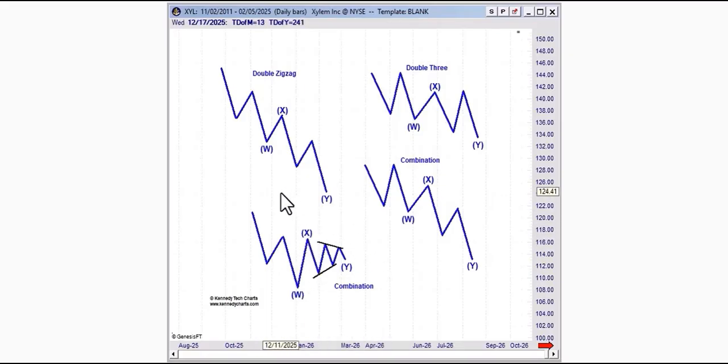Now, this is an exceedingly rare formation. I think maybe in 10 years I've counted maybe 2 or 3 of them. Very, very rare, but they do occur. Typically what you'll see would be, say, the double zigzag. That's probably the most common, or a variation of the combination where it's either a zigzag flat or flat zigzag, followed probably by the double 3.